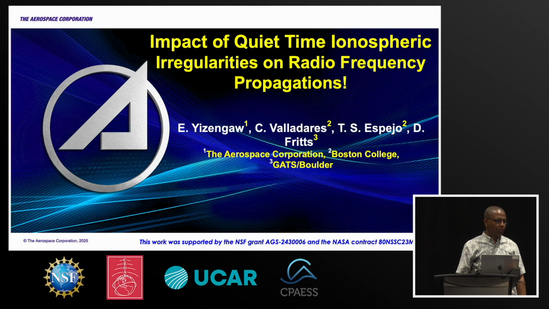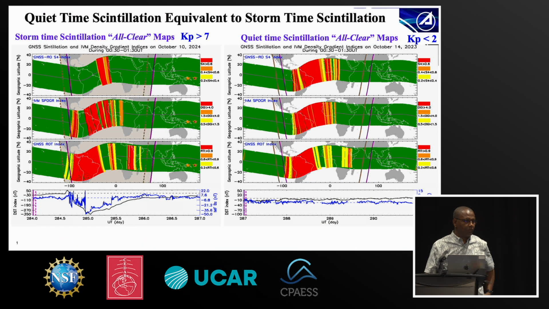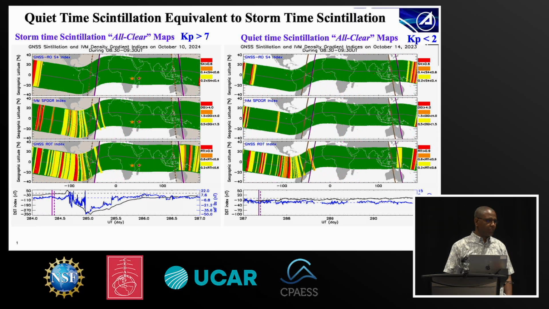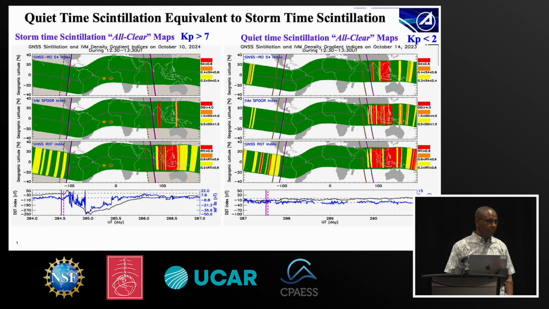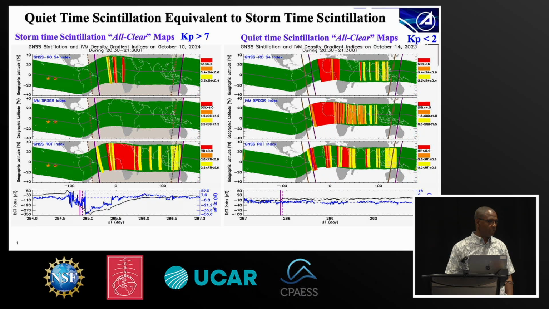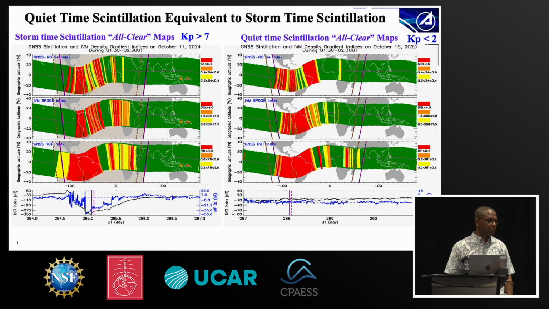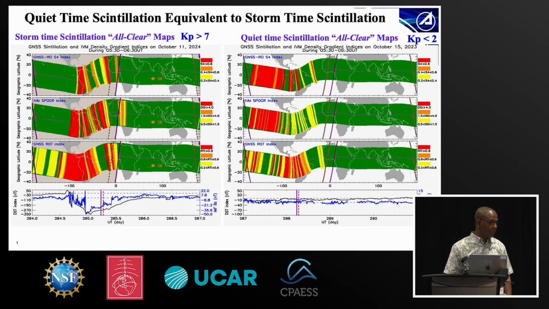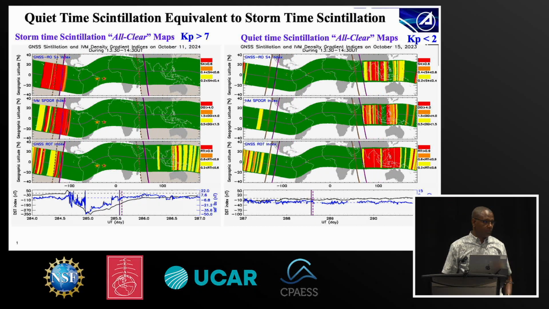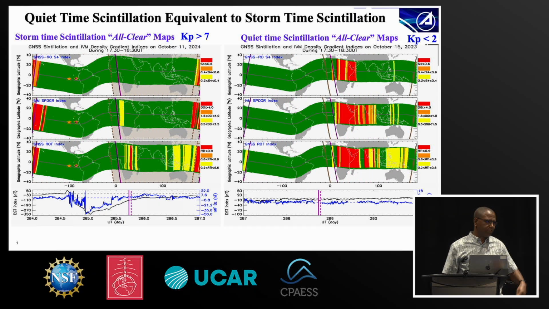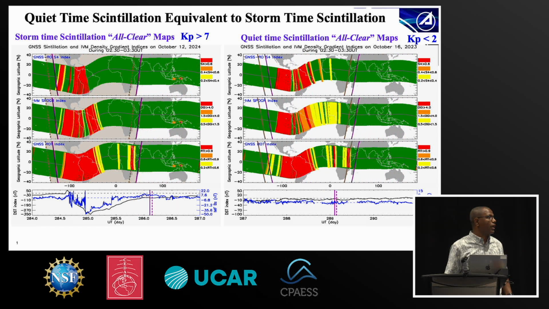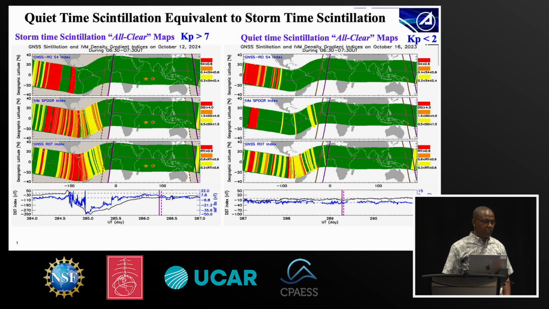Okay, I'm going to show you the impact of the quiet time. So just to go to the conclusion. This is what you can see, the traffic light operation map, for the users who would like to have it. On the left, you can see the storm time, which is the Gagan storm, May 2024, or I think it's October actually, October 2024. On the other side is a quiet time, absolutely quiet time when Kp was less than 2.